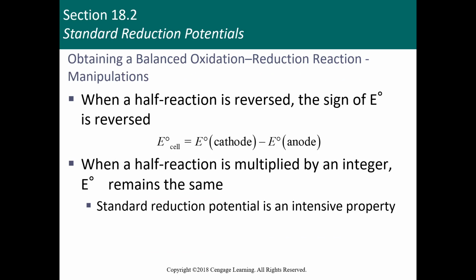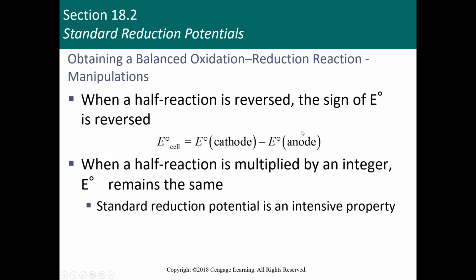So obtaining a balanced oxidation reduction reaction, we're going to have to do some manipulations here. When a half reaction is reversed, the sign of E naught is of course reversed. The E cell for a galvanic cell is always going to be the E naught of the cathode minus the E naught of the anode.